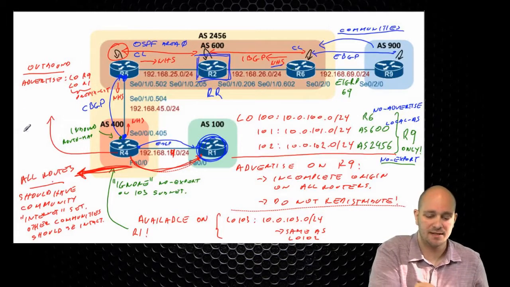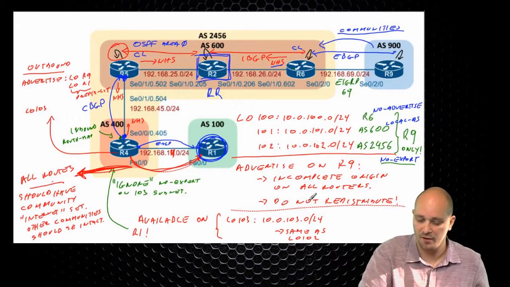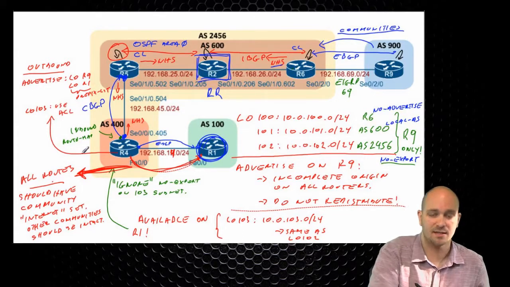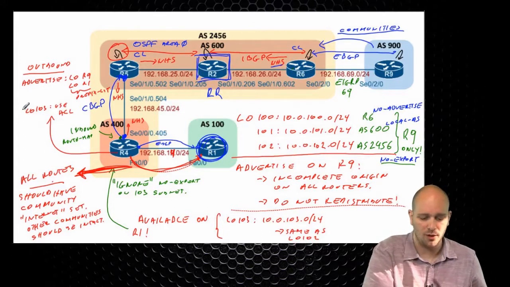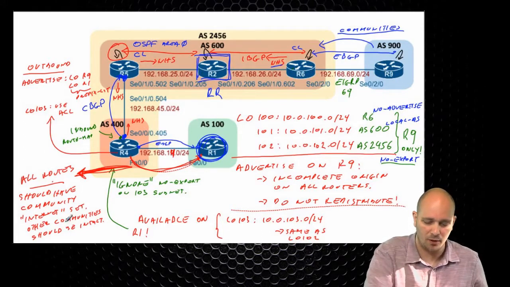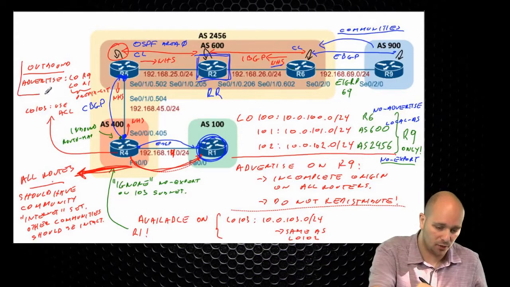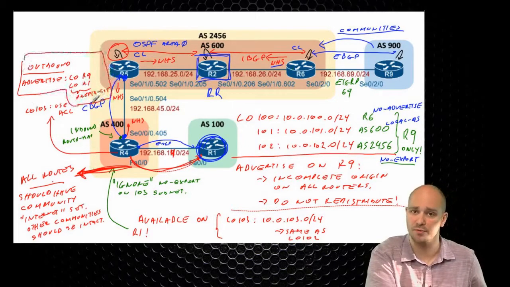And advertise loopback 103, this network 103 that we have configured here, and use an access list for that feature. Make sense? So what I want to do is modify this outbound filter on R4 to advertise only loopbacks of R1 and R9, and for that purpose I want to use the prefix list.